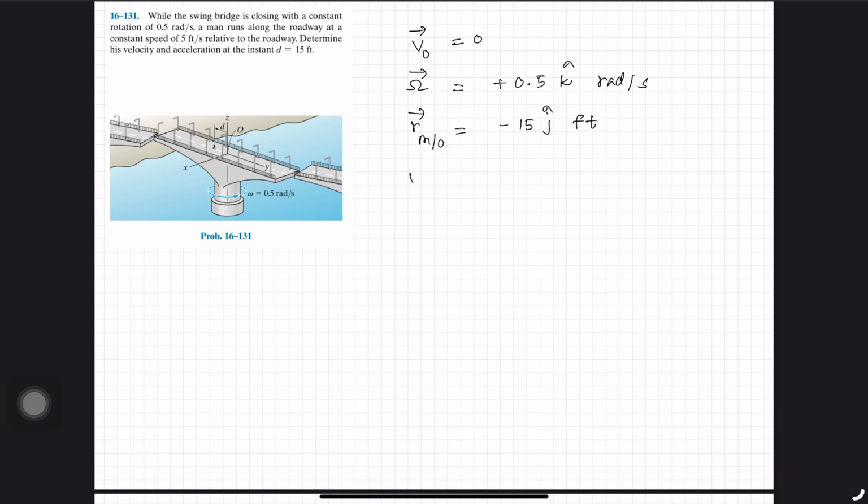and the velocity of this man with respect to the origin point is 5 minus 5 j cap feet per second. This is given here. So we can find the velocity now. Velocity of this man with respect to the origin point.